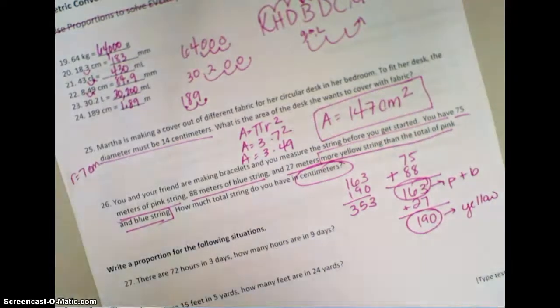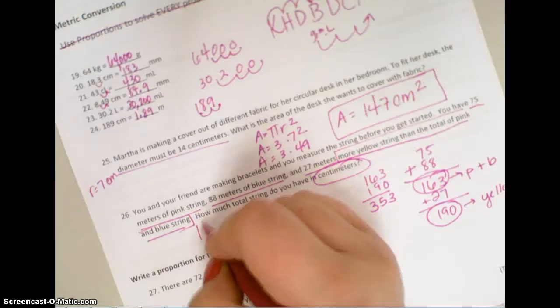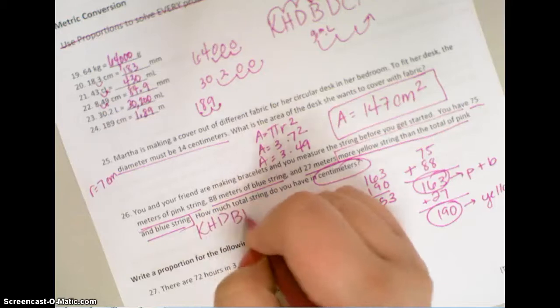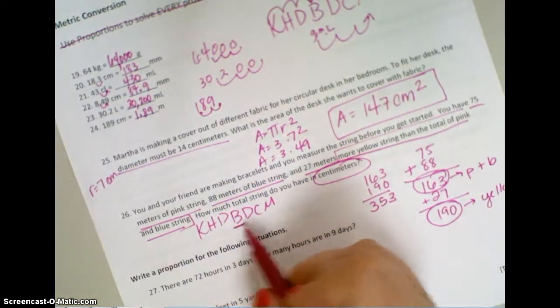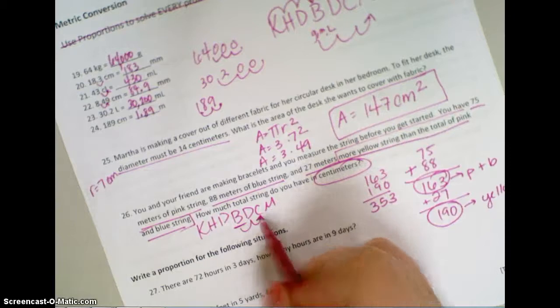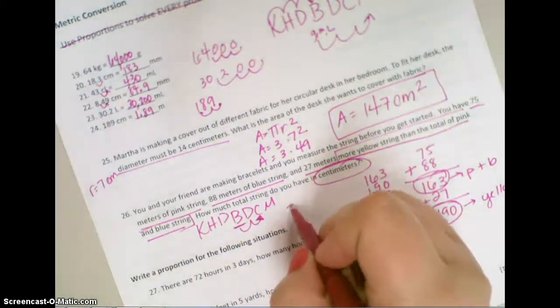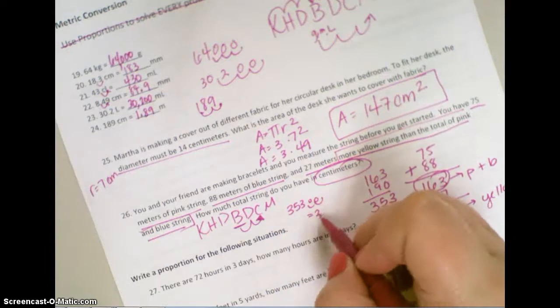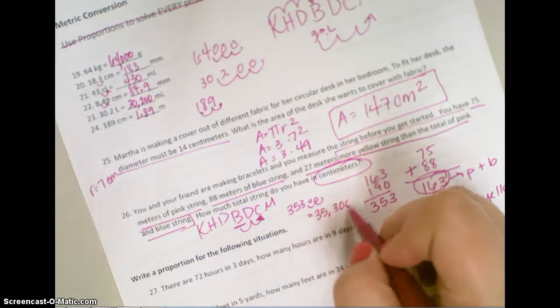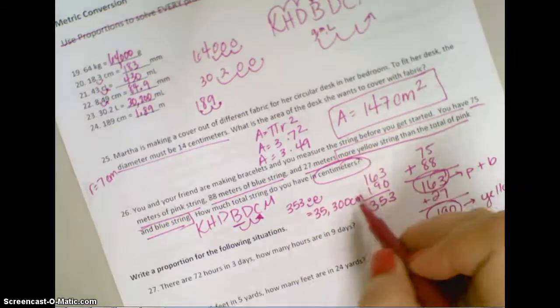I want to know how many centimeters I have. So again, I'm going to use King Henry died by drinking chocolate milk. I have meters, which is my base, and I'm going to go to centimeters. So I'm going to multiply by 100 or move my decimal 2 places to the right. 353, 1, 2. So I'm going to have a total of 35,300 centimeters of string.